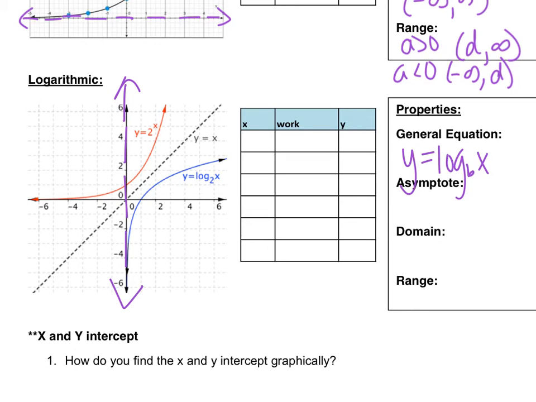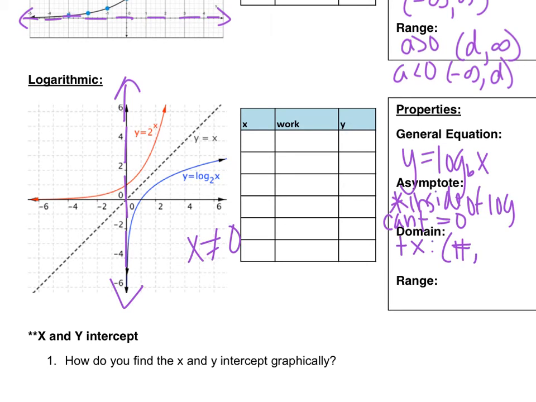Okay. And how you find that is you take the inside of the log, and it can't equal 0. So in this example, I would take x and set it equal to 0, and that would be my asymptote. The domain, if it's a positive x, just like square roots, it starts at that number that made x 0 and goes to positive infinity. If it's a negative x, we come up from negative infinity and we stop at that number, once again being open brackets. And then the range is negative infinity to infinity.